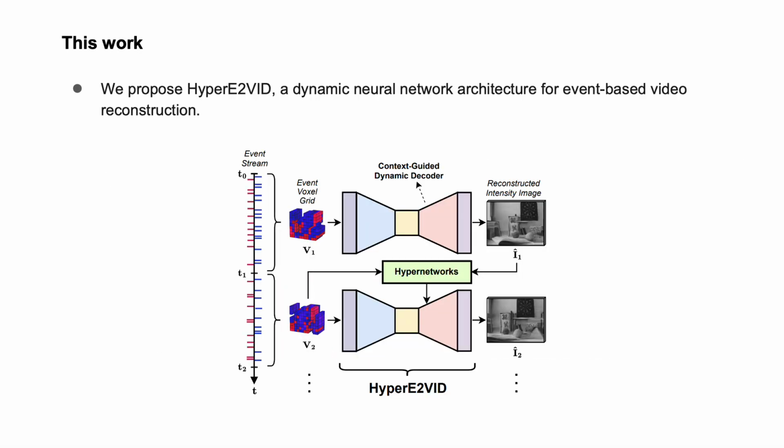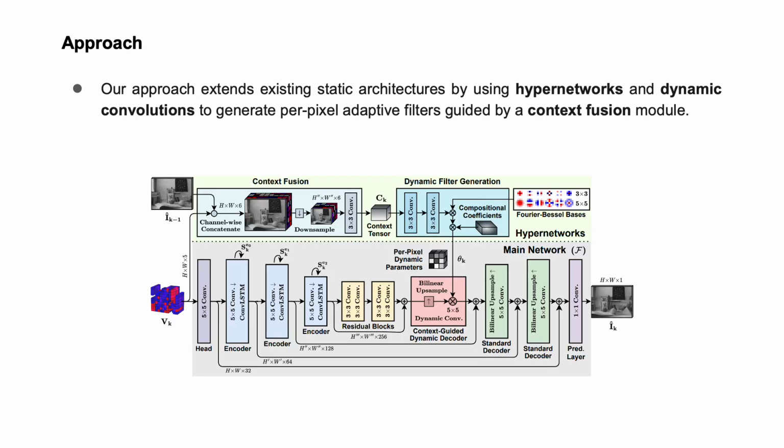In this work, we propose HyperE2VID, a dynamic neural network architecture for event-based video reconstruction. Our approach extends existing static architectures by using Hypernetworks and dynamic convolutions to generate per-pixel adaptive filters guided by a context fusion module that combines information from event voxel grids and previously reconstructed intensity images.